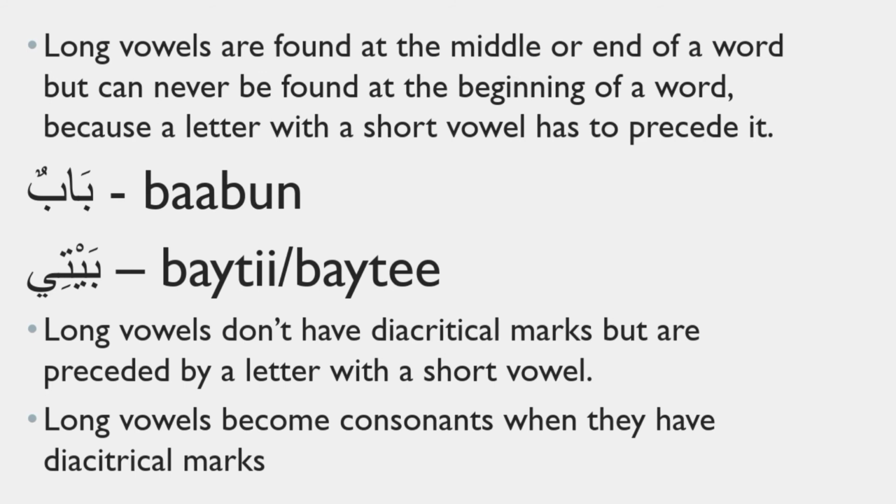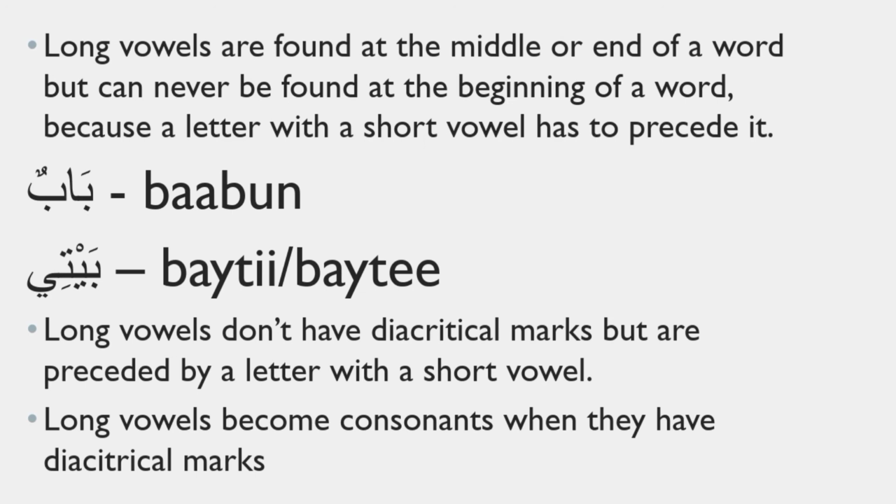Long vowels don't have diacritical marks but are preceded by a letter with a short vowel. So the fact that they don't have diacritical marks makes them long vowels. I already said previously that when alif, waw, or ya has no diacritical marks, you say that they are long vowels.